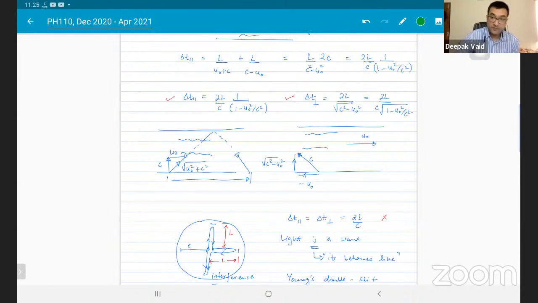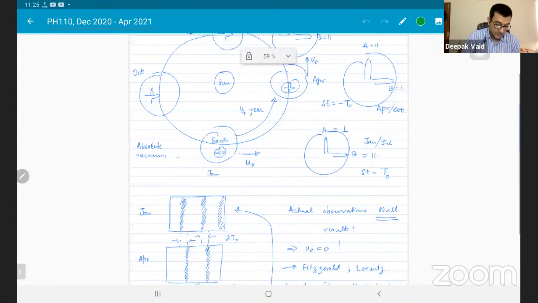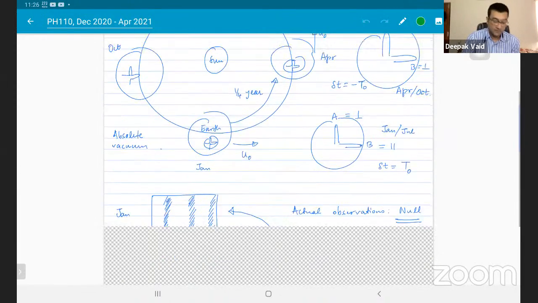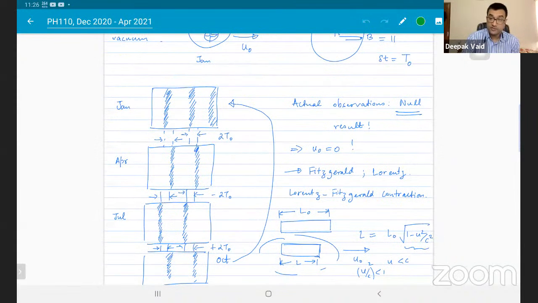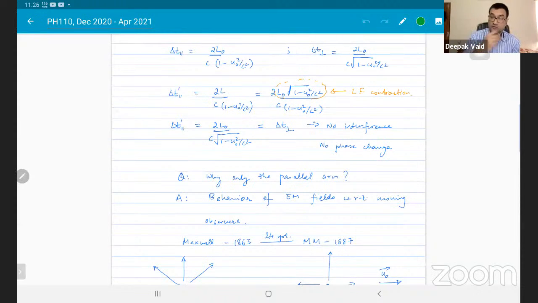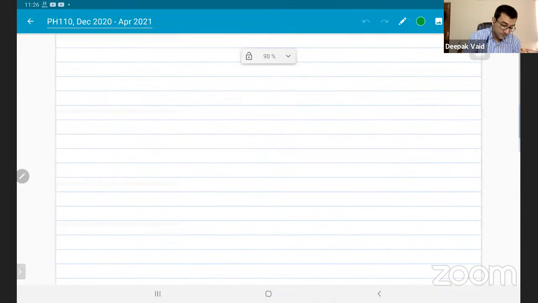This experiment gave a null result. Null result means that there were some changes in the interference fringes which were expected, but those changes were not observed. So the velocity of the Earth in its motion around the sun is not detectable by observers on the Earth. That is the bottom line. That is the result of the Michelson-Morley experiment.